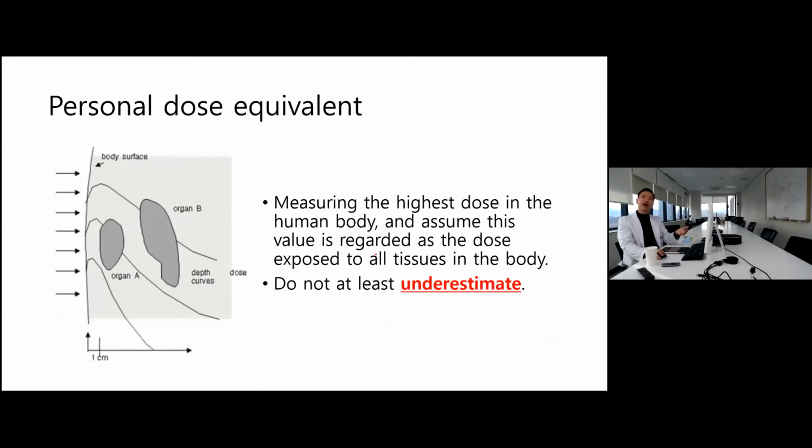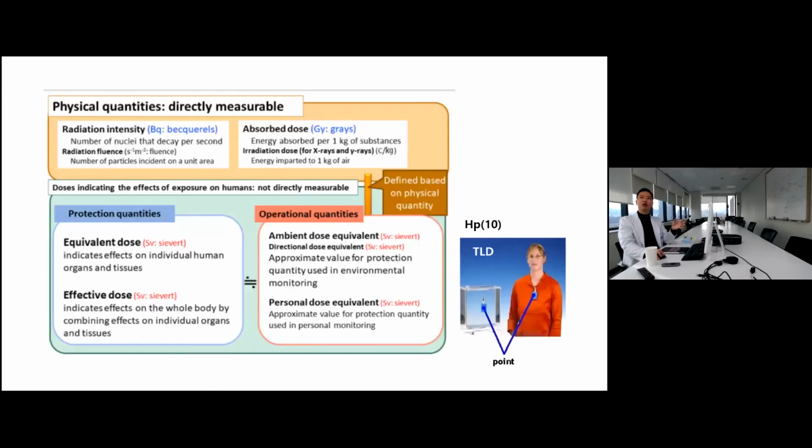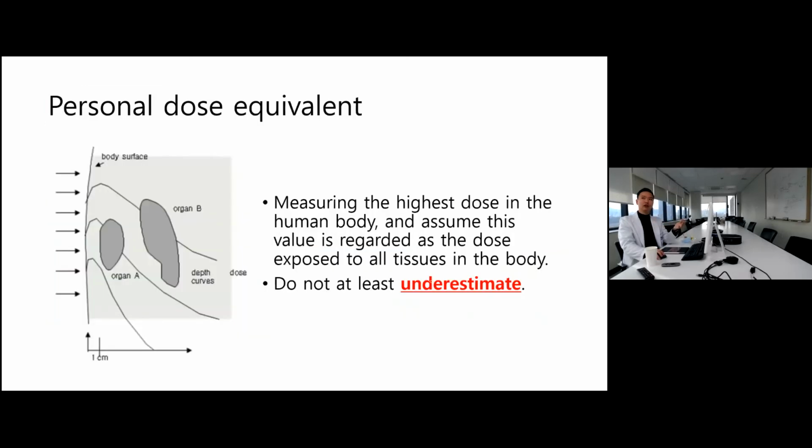We assume that this value is regarded as the dose exposed to all the tissue, although it will be lower than the one at the point of 1 centimeter. But the purpose is to at least not underestimate the radiation exposure. So that's why it is measuring the 1 centimeter depth. And this TLD badge should always be in the standard position.